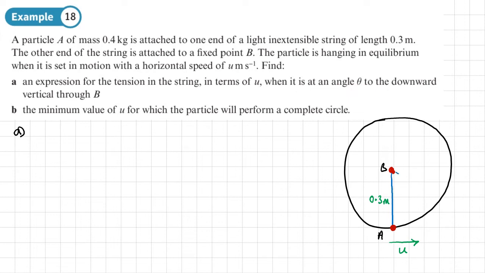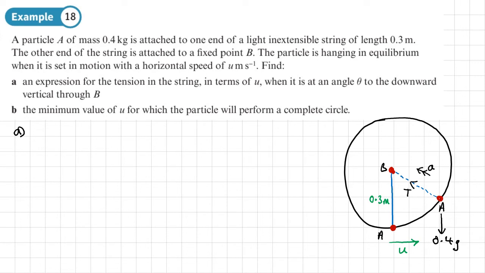Okay, so we've got our particle in this type of position here, so it's now moved around to A, and we've got the string, and we want to find an expression for the tension. So that acts towards the center, as does the acceleration. But we also have the weight of the particle acting downwards. It's always going to be acting downwards, and that's going to be 0.4g.